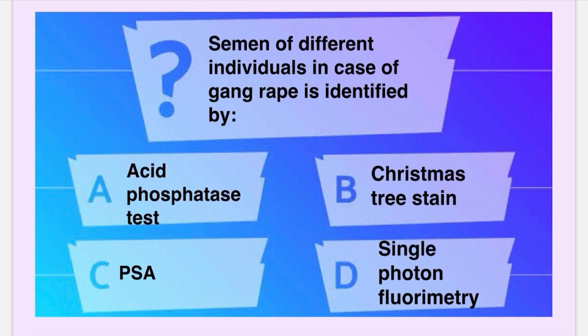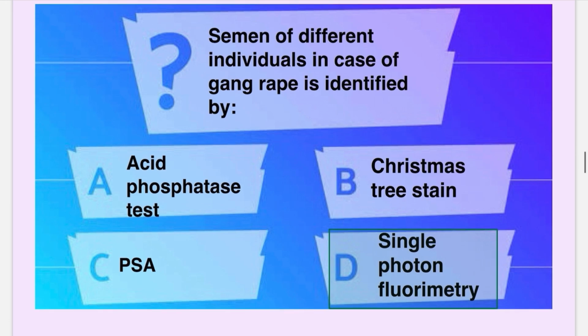Semen of different individuals in case of gang rape is identified by option A, acid phosphatase test, option B, Christmas tree stain, option C, PSA, or option D, single photon fluorometry. So which option do you think is the correct one? Well, yes, option D, single photon fluorometry is the correct option. Single photon fluorometry has been used to differentiate between different semen in a gang rape case.